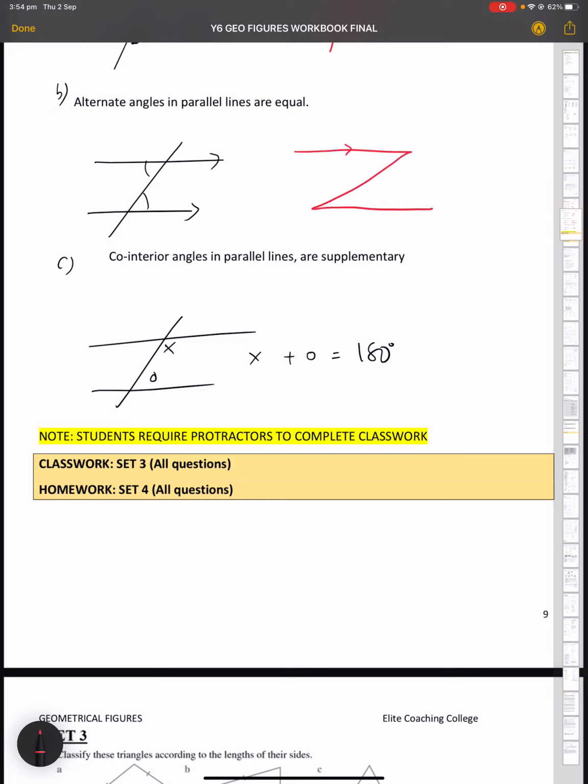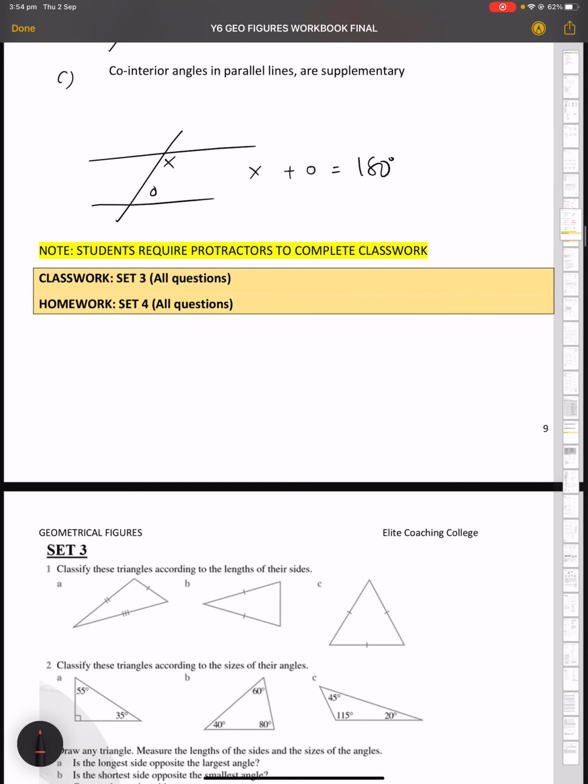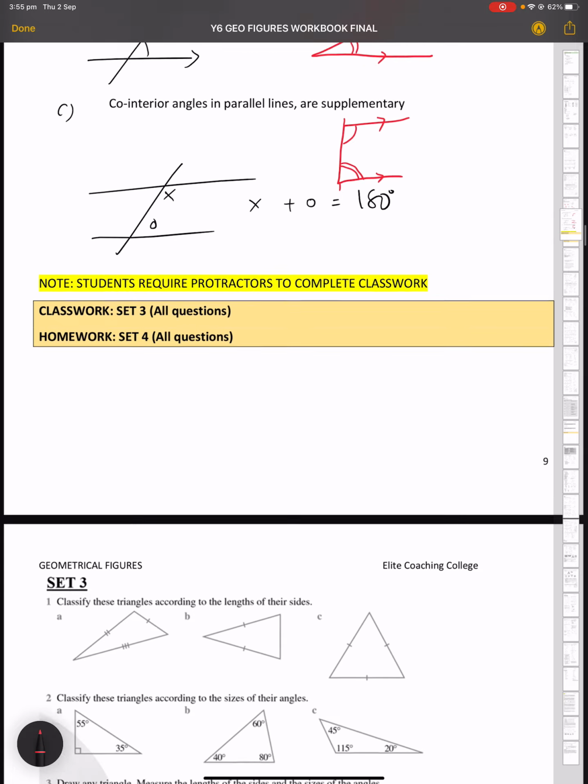Okay, so 2 parallel lines. These 2 angles are equal. This is called alternate angles. Co-interior angles is like a C. So 2 parallel lines, a line that goes through them, and these 2 angles add up to 180 degrees. They're not equal, they just add up to 180.